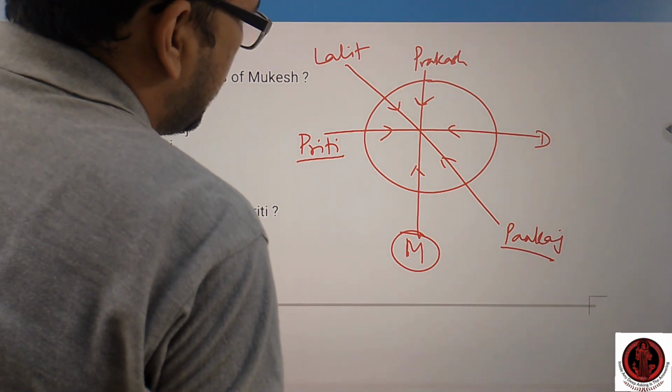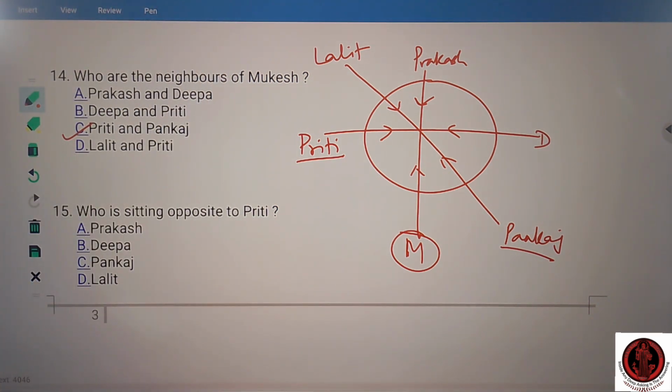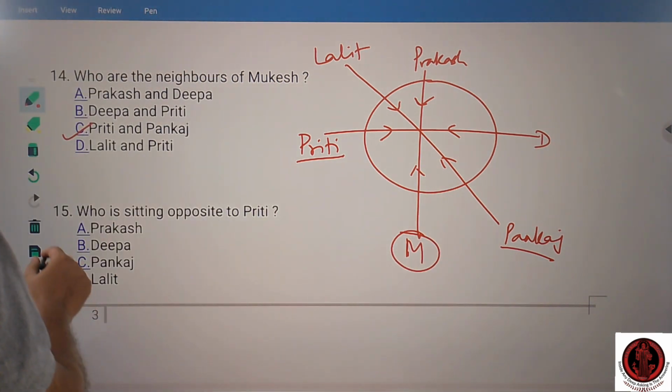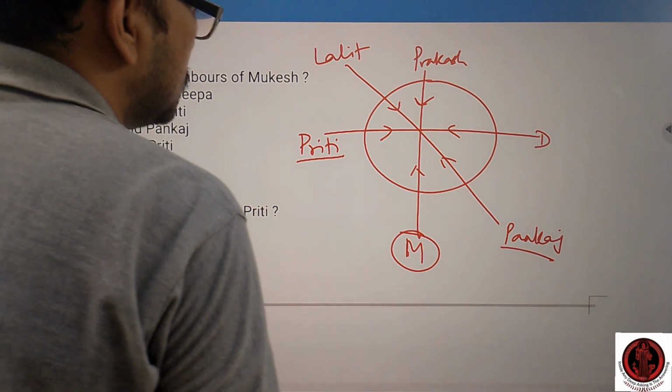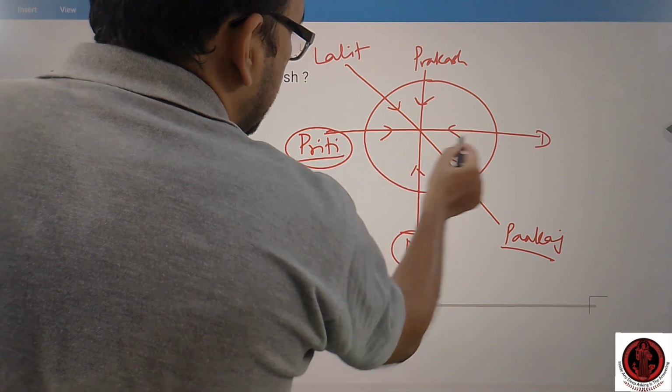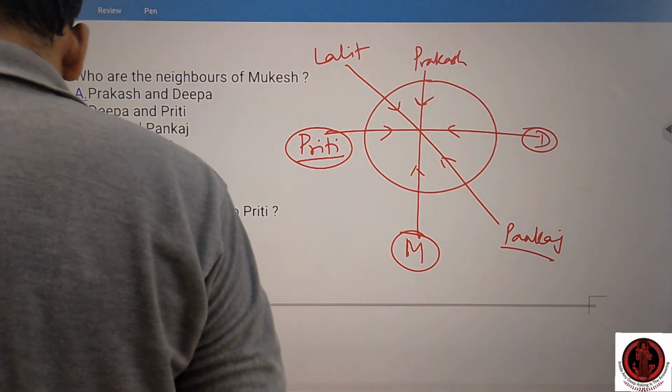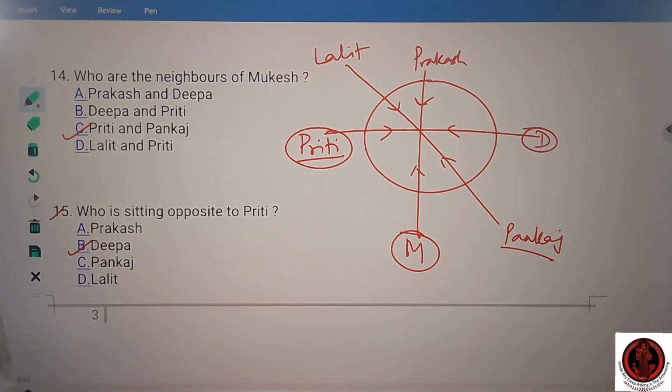If you can draw the diagram, then the questions are very easy actually. Neighbors of Mukesh, Preeti, Pankaj. Option C is the answer. Next question. Question number 15. Who is sitting opposite to Preeti? Answer is Deepa. Option B. Opposite to Preeti is Deepa.